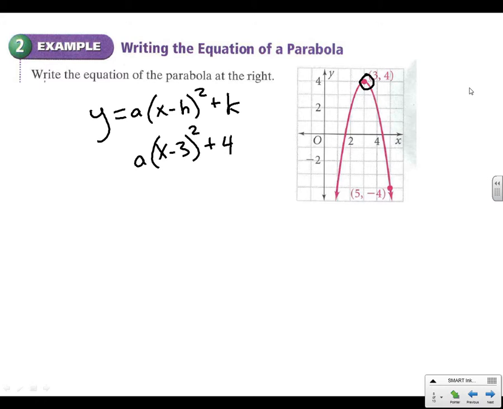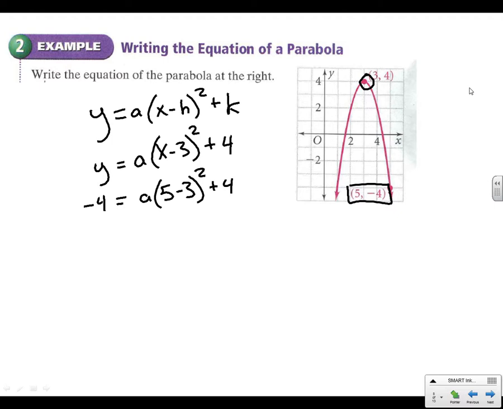And the k value is 4, plus 4. We just don't know what a is. Right? We know it's going to be negative because it opens down, but we don't know exactly what it is. But thankfully we have one more point. And so we can plug this in for our x and our y values. Our x is going to be 5. Our y is going to be negative 4.